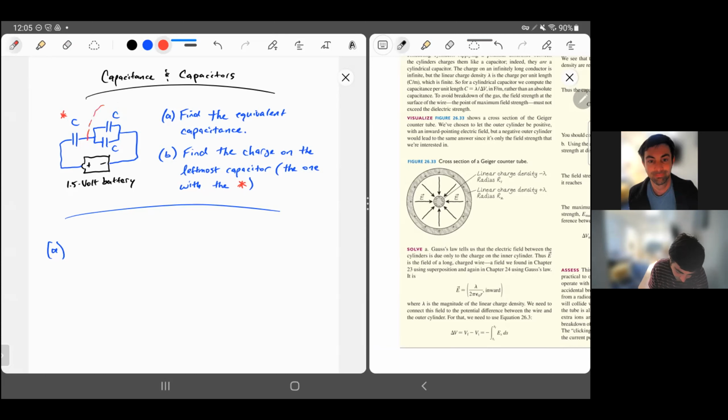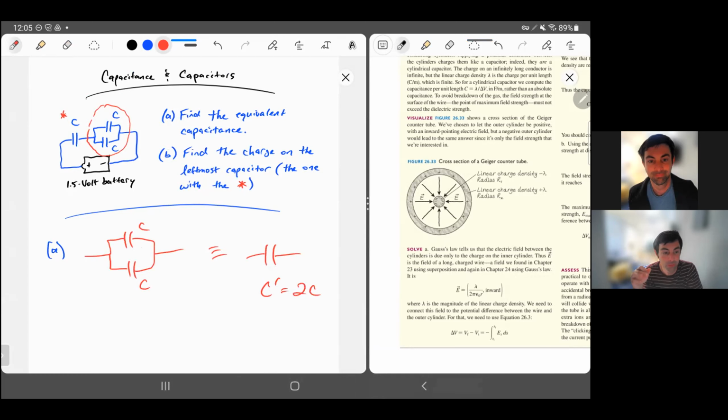You have to start by combining these two. So you have two capacitors in parallel. If it's C and C, this is equivalent to a single capacitor C prime equal to 2C. Remember, the formula for combining capacitors in parallel is that you can just add up all the capacitances. So we'll call that C prime.